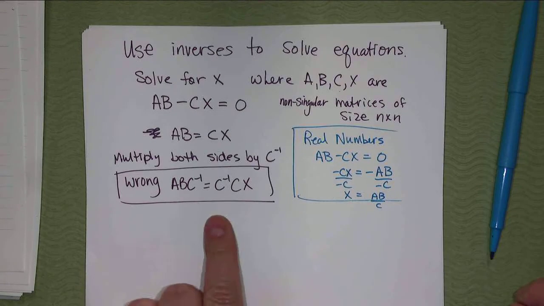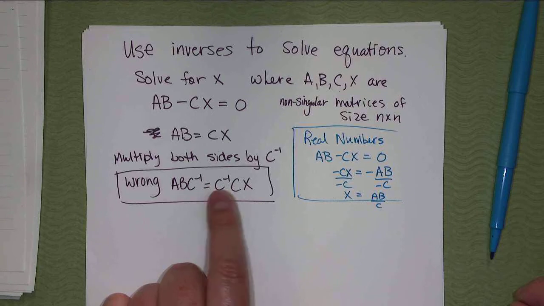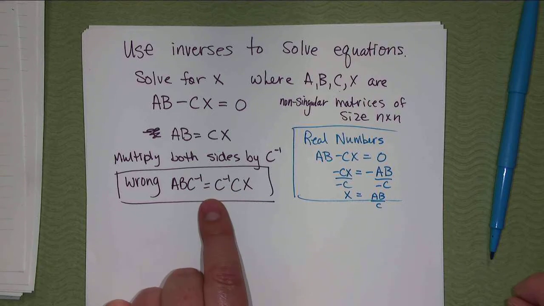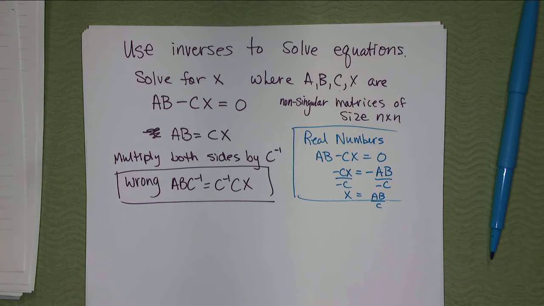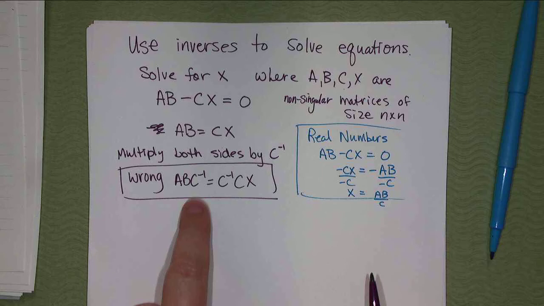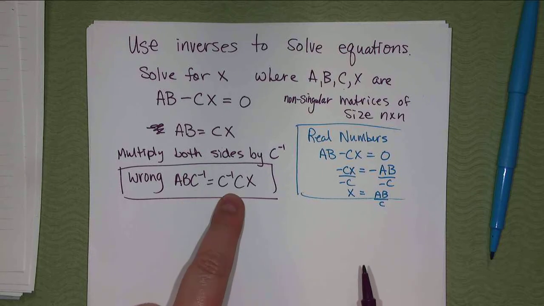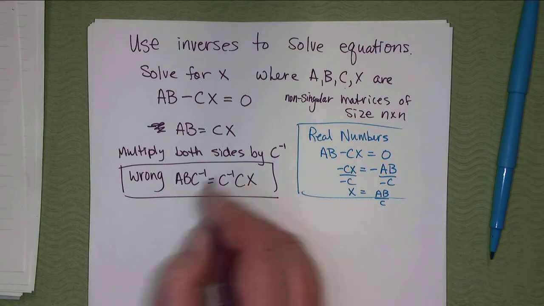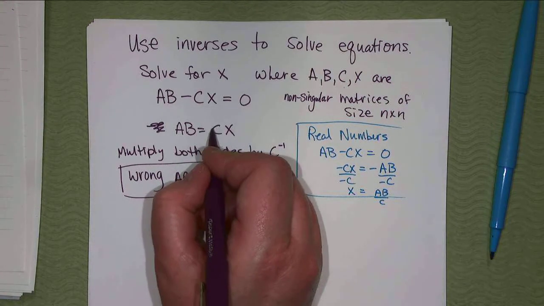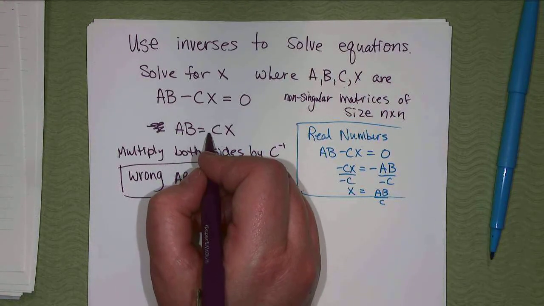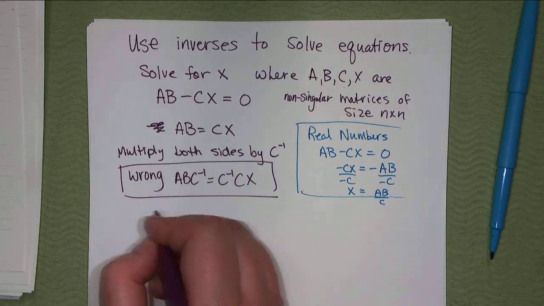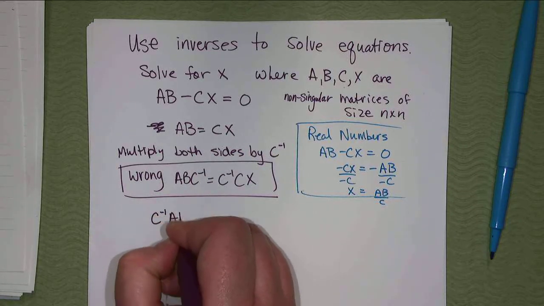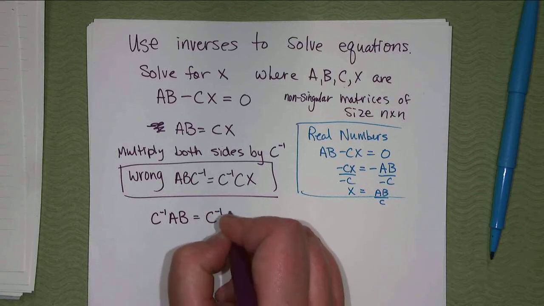This is wrong. So I multiplied both sides by C inverse. But what's wrong with it? Right. If you want them in front, they have to be in front of both sides. Here I put it at the end of AB and at the front of CX. You can't do that. So that's wrong. So when we want it to be in front of the C here, to cancel it out, we actually need it in front of this. So C inverse times AB equals C inverse times CX.